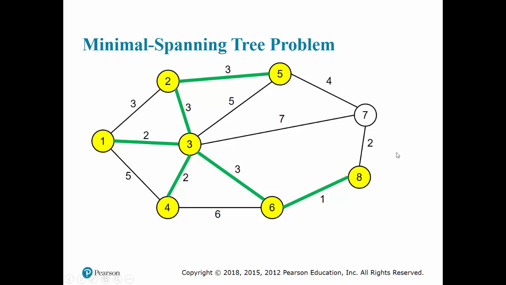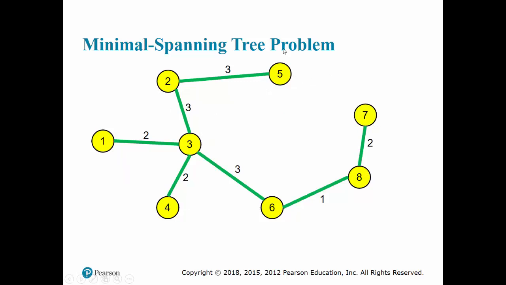Now the cut is this, and these are the 3 edges separating the connected and the non-connected nodes, and that is the smallest weight edge. So that connects with 7. Now all the nodes are connected. Now this is called the minimal spanning tree.